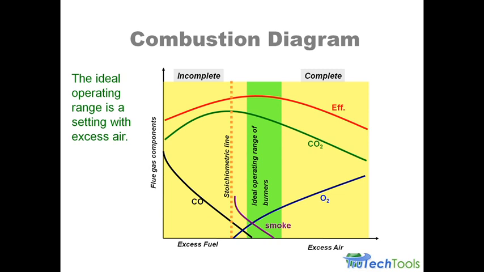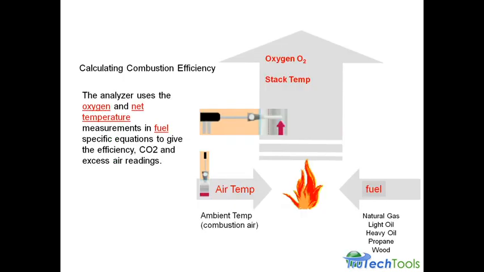Ideally, the ideal operating range for burners is typically a trace of smoke. We're going to have some excess air. We're going to have almost complete conversion of the carbon to carbon dioxide, and that's going to put us at our peak efficiency. All right, so we're going to go over a little bit more on what these numbers mean, but this is just like an overview of combustion.